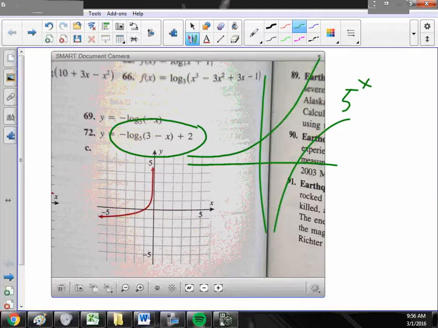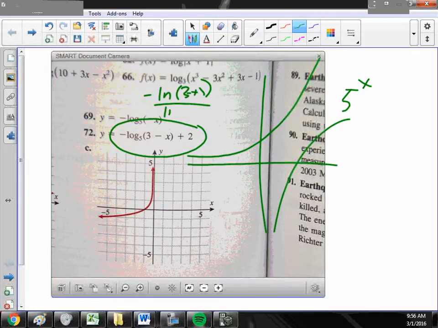But what you need to do is do the change of base, negative ln of 3 minus x over the ln of 5, and then add 2 on the outside. So that same change of base formula that we used yesterday, you can use it today. We don't have a log base 5 button. I guess some of you do. You could go into math and type it in that way. But I don't ever use that.